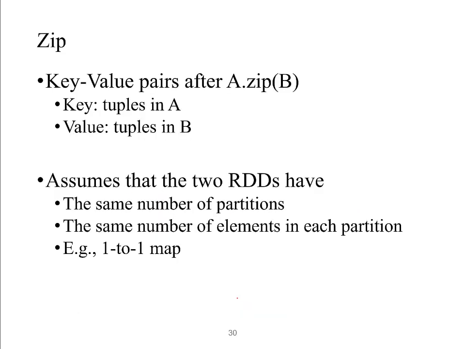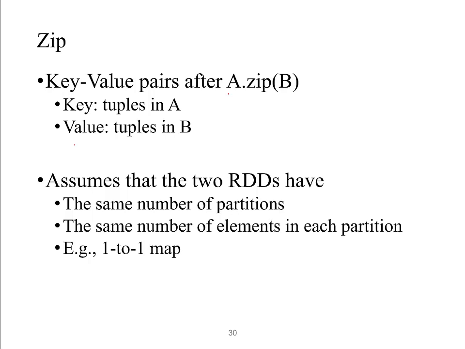Right. Now for zip, as we have mentioned before, after you do A zip B, you would get the key value pairs, where the key is the tuples or the elements in A, and the value would be the tuples or elements in B. Right.